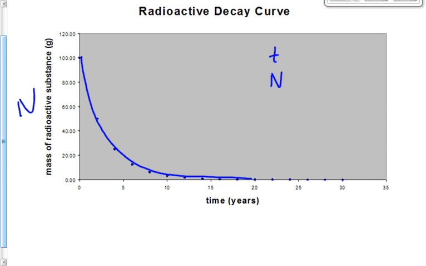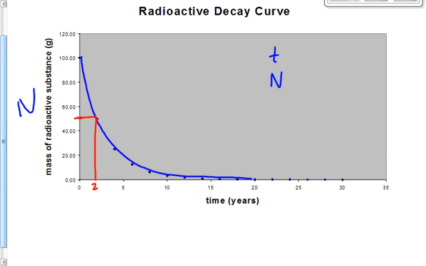So for instance, what's the half-life of this radioactive element? We start off with 100. After 1 half-life, we're down at 50. Let's go over and down. What's the half-life? 2 years. Done.